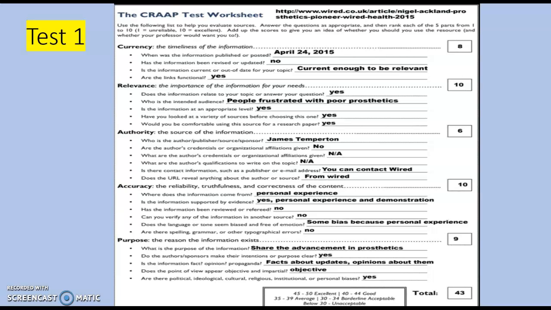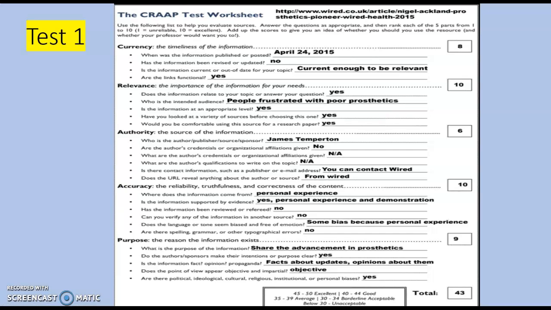The article was rated upon currency, relevancy, authority, accuracy, and purpose. Notice some of the answers to the questions and the scores given. This article was given a 43, which would place it into a good category. Remember, you're looking at trying to rate the dependability of an article to use it as a credible source in your own research.